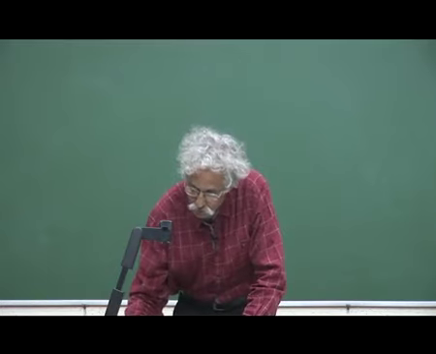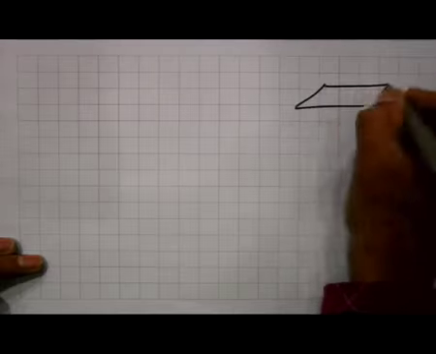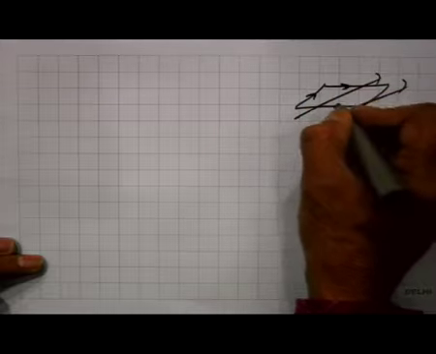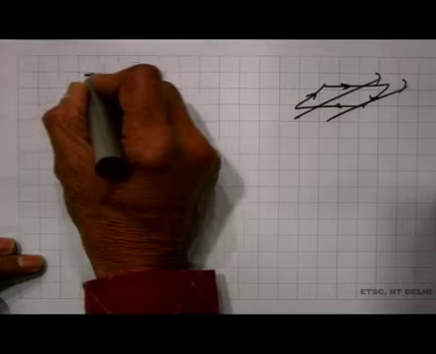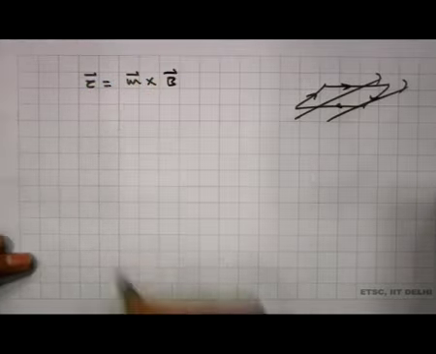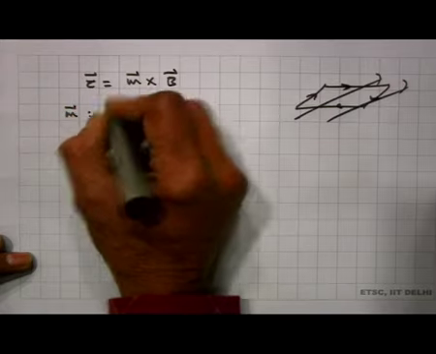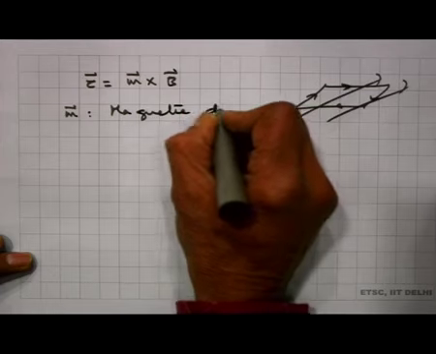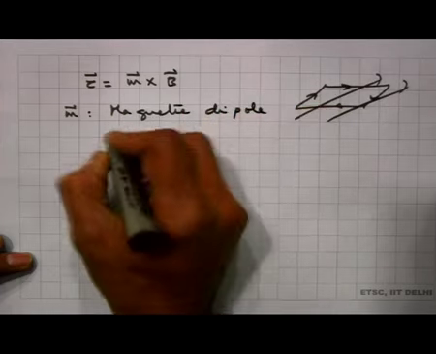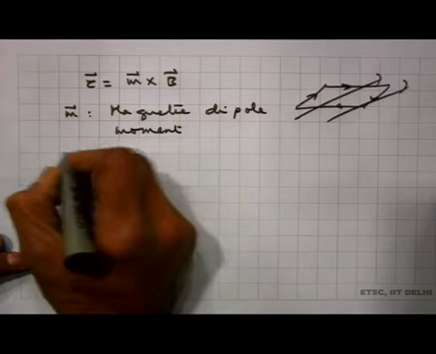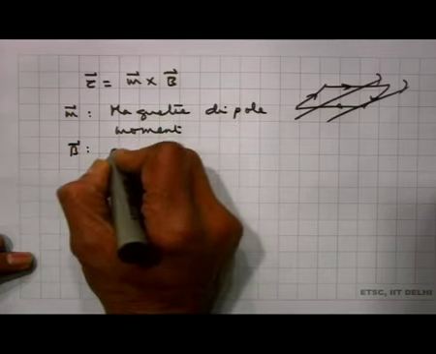So, if you consider a rectangular coil and place it in a magnetic field in some arbitrary direction carrying a current, then the torque is equal to m cross B, where m is the magnetic dipole moment of the coil and B is the magnetic field.